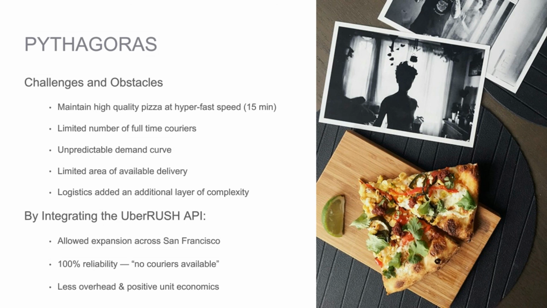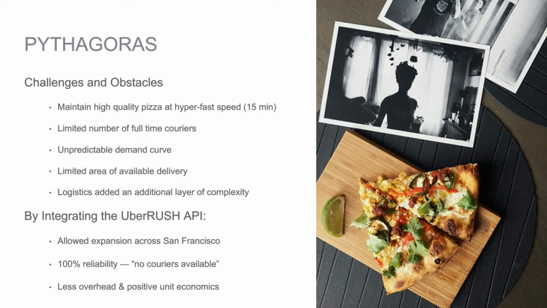But the problem was that scaling that was really, really difficult because they had to build their own delivery network. They had to start hiring couriers. They had to manage their own fleet, and that just didn't really make a lot of sense to grow their business. So they were stuck in a very small neighborhood in the Mission in San Francisco for quite a while. And by working with the Rush API, they were actually able to extend their delivery across the city. And furthermore, they were also able to make it a lot more economical.